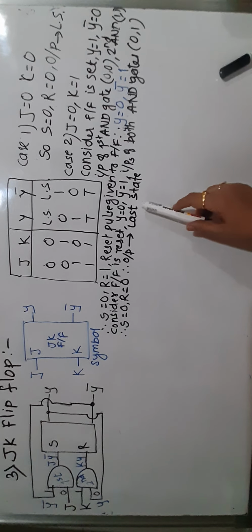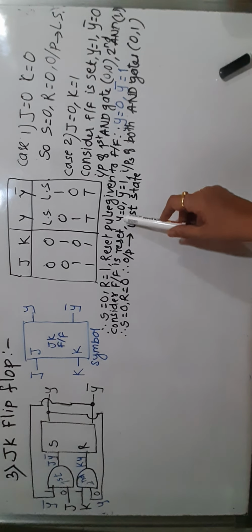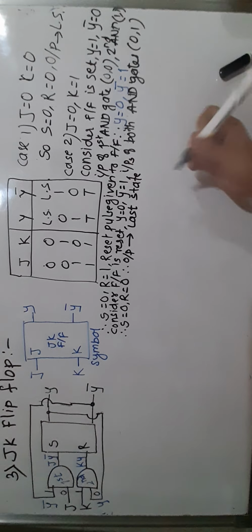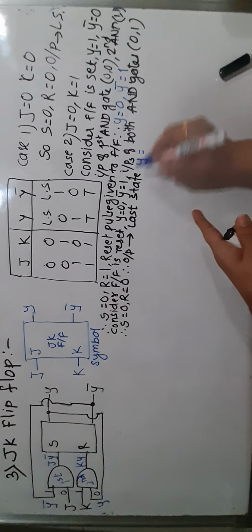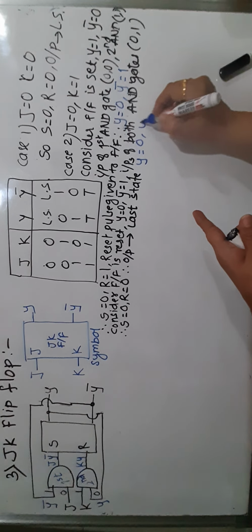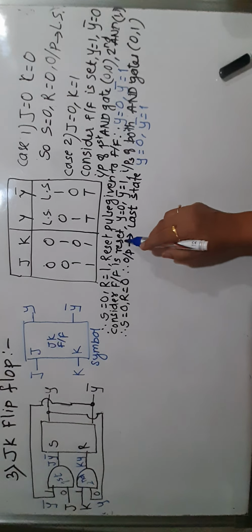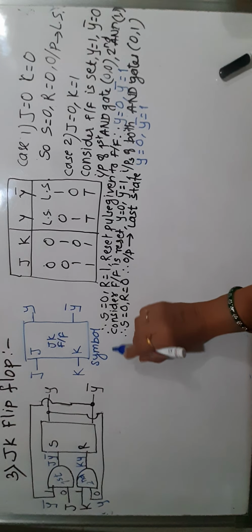And what is last state? We considered that flip flop is in reset mode. So its last state is y equal to 0, y bar equal to 1. This is its last state that we have considered.